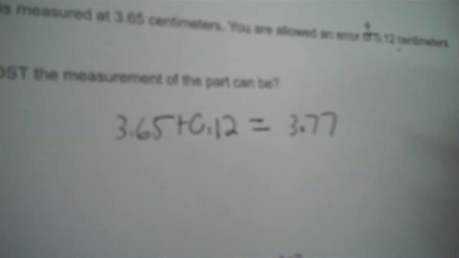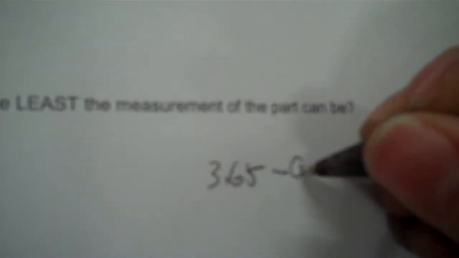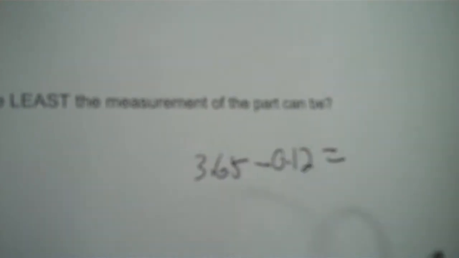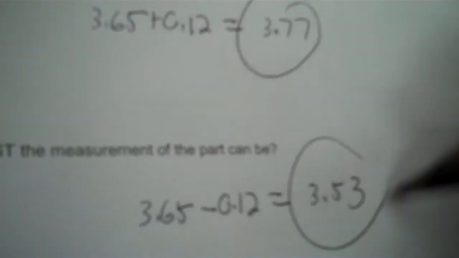Calculator. 3.77. Minus 0.12. Now, least would mean you minus it, okay? 3.53, okay? So that's a high, that's a low.